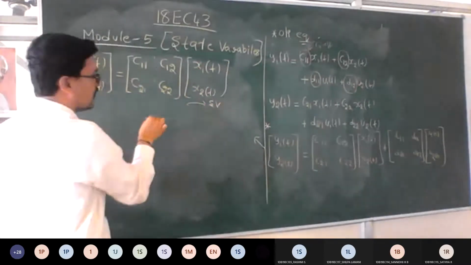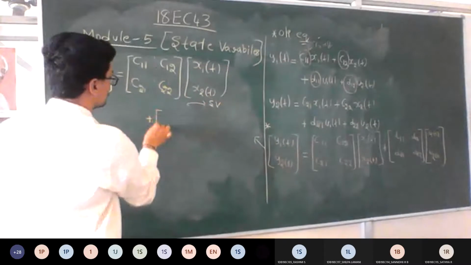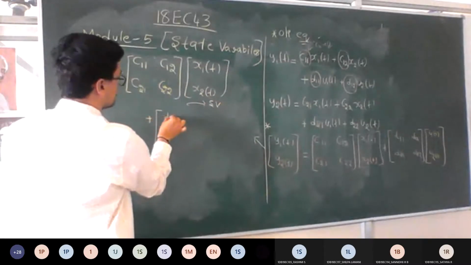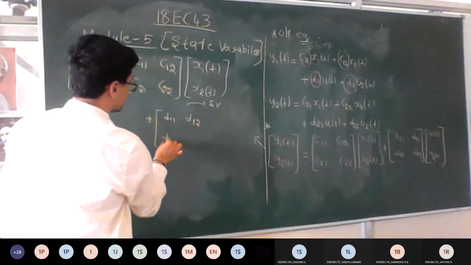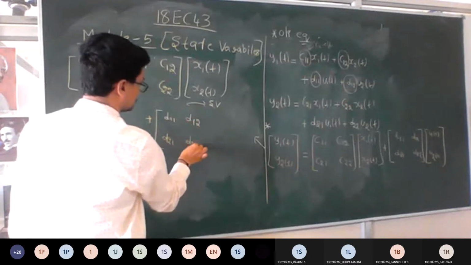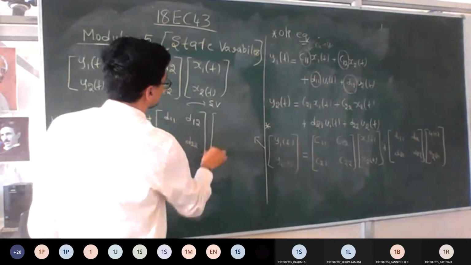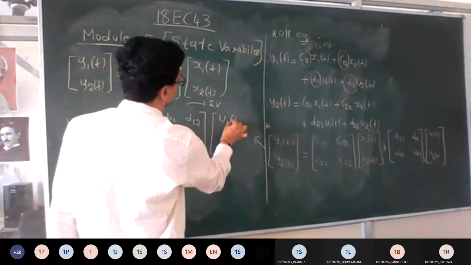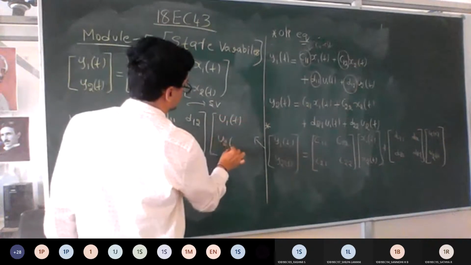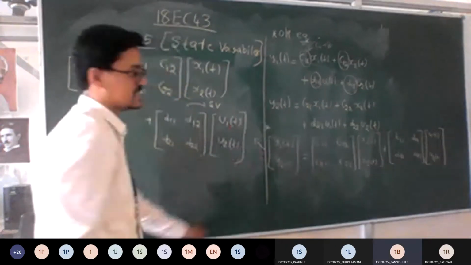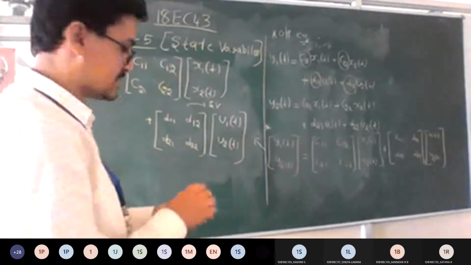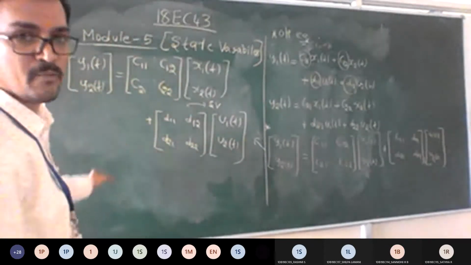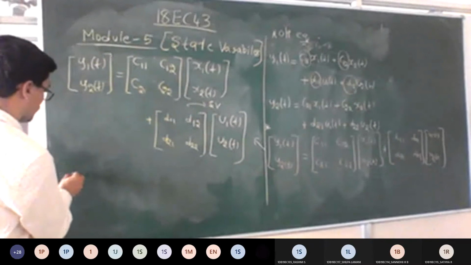In the same way, I have one more called the input variable, right? So this coefficient I can represent as d11, d12. Is this visible, guys, now? See, the things I wrote, the same thing I replicated here. So now look at this. This is a generalized form of how I can represent it.